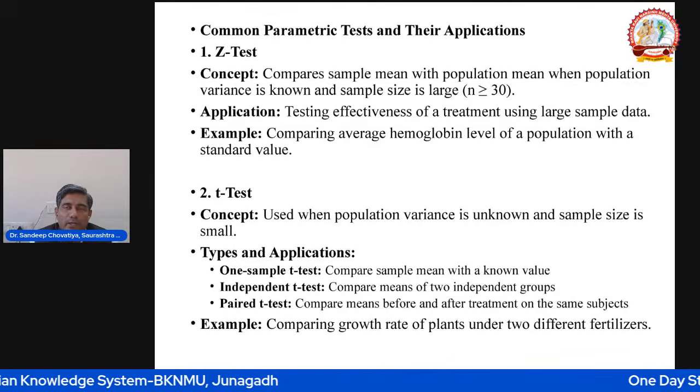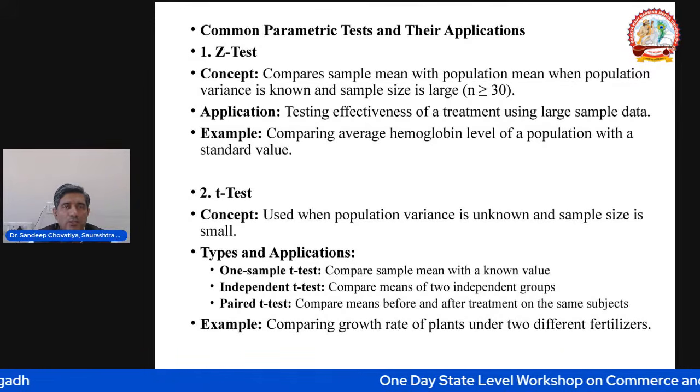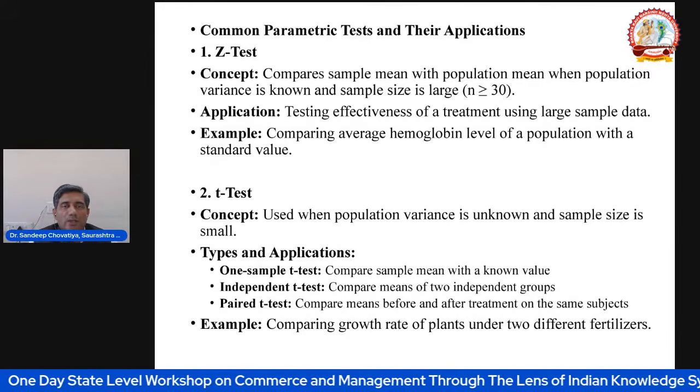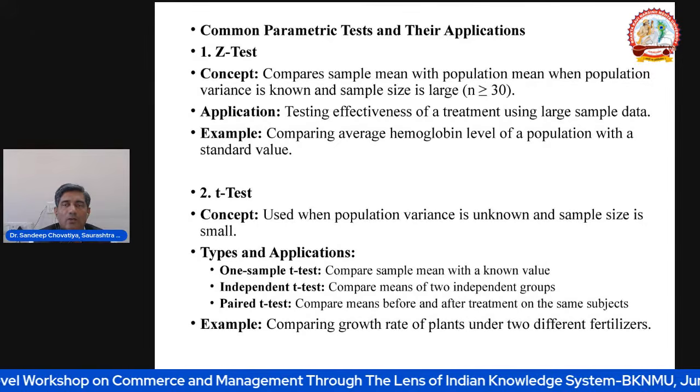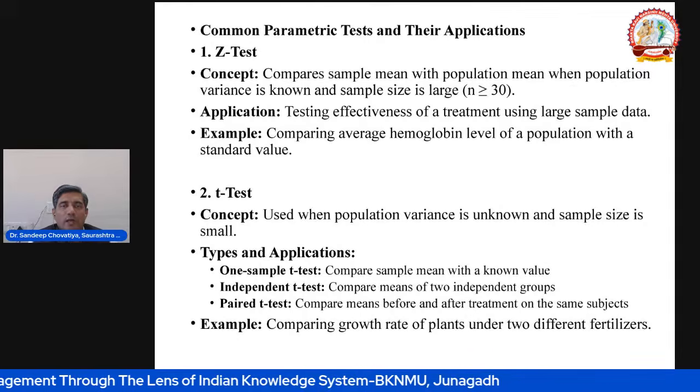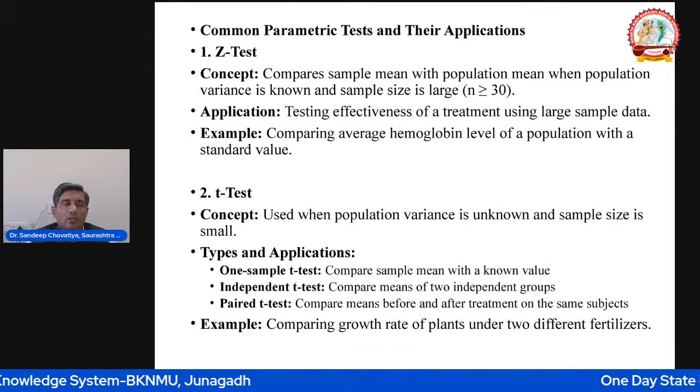Common parametric tests which are useful to us in our research. First is the Z test. The concept behind the Z test is to compare the sample mean with the population mean when the population variance is known and the sample size is larger than 30 or equivalent.